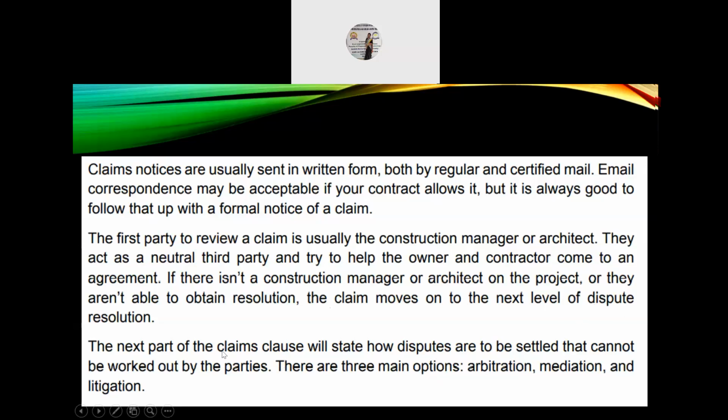So the next part of the claims clause will state how disputes are to be settled that cannot be worked out by the parties. So there are three main options: arbitration, mediation, and litigation.